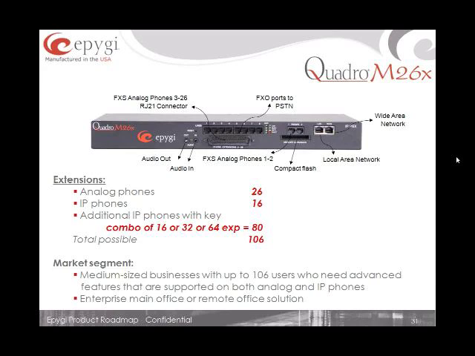The first two are physical connections. You can see a little further to the right, there's phones 1 and 2. So 1 and 2 are directly on the unit, and then 3 through 26 are available through the RJ21 connector.